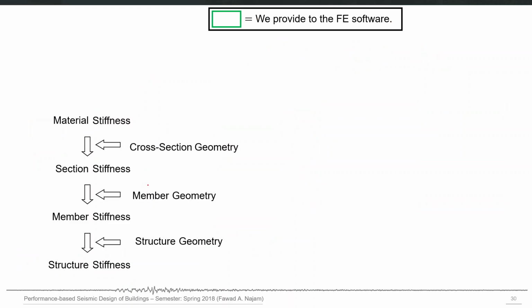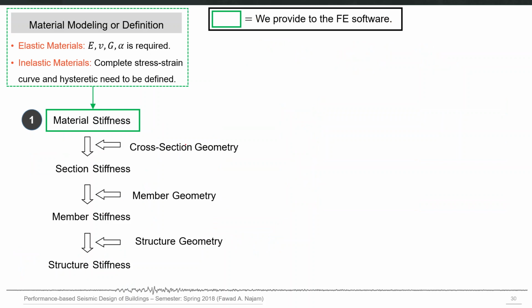So here in this slide I will show you what are some of the things which we have to provide to a finite element software in order to perform the finite element modeling and analysis for our civil engineering structures. So for all of those four levels, material, cross-section, member and structure, I will show you what are some of the properties which we have to provide to the finite element software. The very first step is the material stiffness. In order to provide material stiffness to the finite element engine, we have to do what we call as material modeling or material definition in any finite element software.